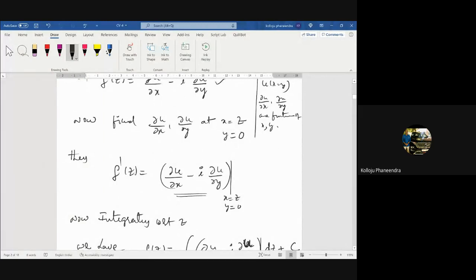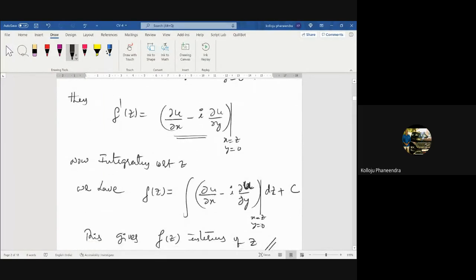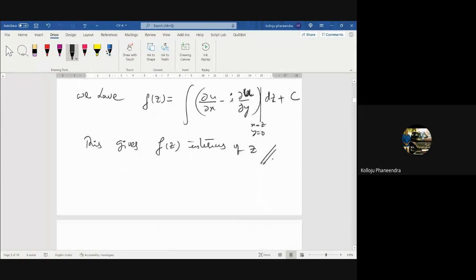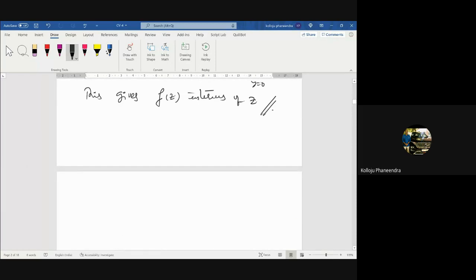So I can integrate with respect to z. Then I have f of z equal to this integral, which determines f of z in terms of z. This is about when u is known. Coming to another one, when v is known. When only v is known, then how to determine f of z?